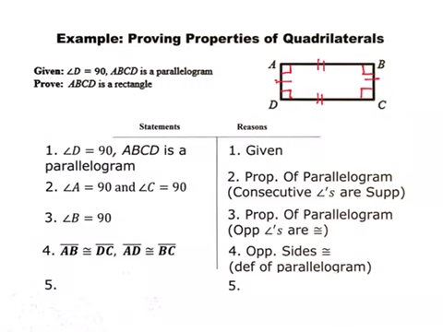And so now we have all of the things showing us in the diagram that this is definitely a rectangle. So ABCD is a rectangle by definition of rectangle.